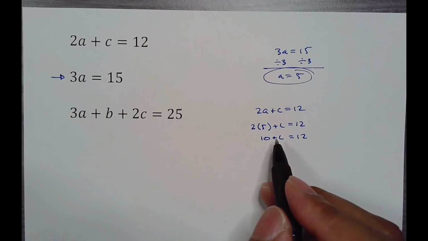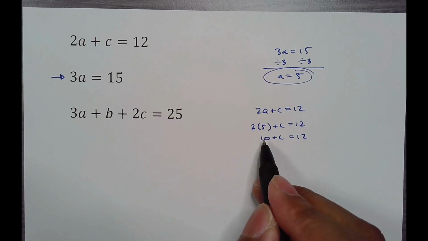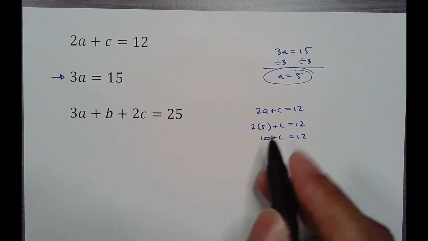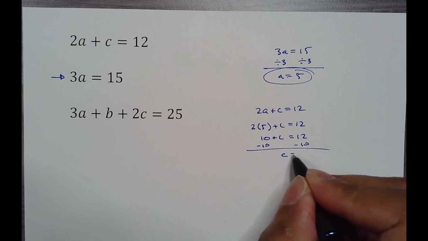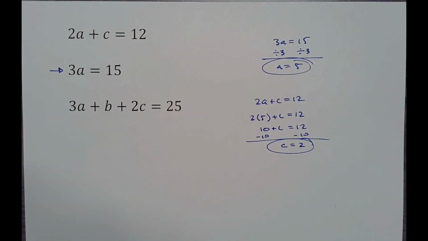And here's what we have to realize. The c is having 10 added to it to make 12. Well, if 10 is being added to make 12, then the way we offset that is by subtracting 10, finding out that c is equal to 2. And there's our second answer. Again, I circle it because that's important information.